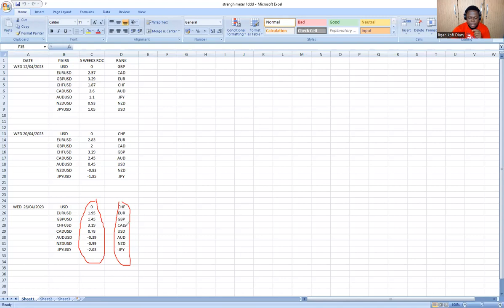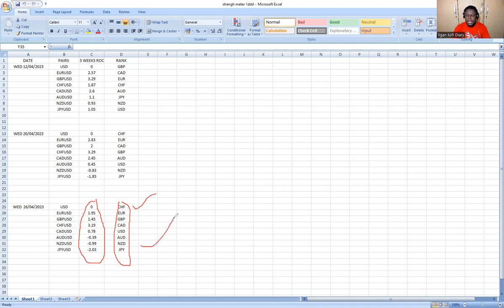Do you get the understanding? Maybe Euro USD, whilst I am getting 1.95, you may be getting 1.92 or maybe 1.98. Whilst I'm getting 1.45 on GBP USD, you may be getting 1.50 or 1.35 or something. Just a slight difference, depending on the time we do it. But when it comes to the arrangement, in terms of which one is stronger than which, we may all get the same results. Is that okay?